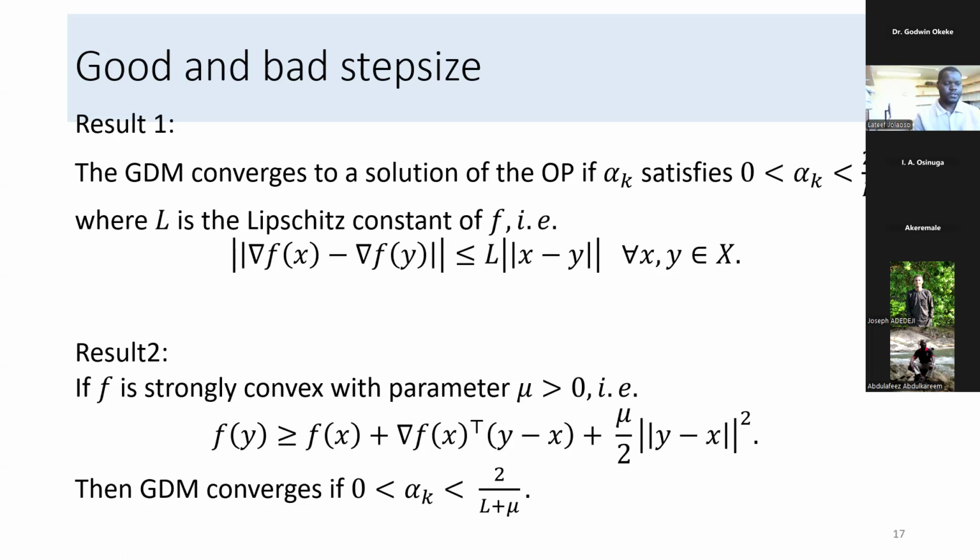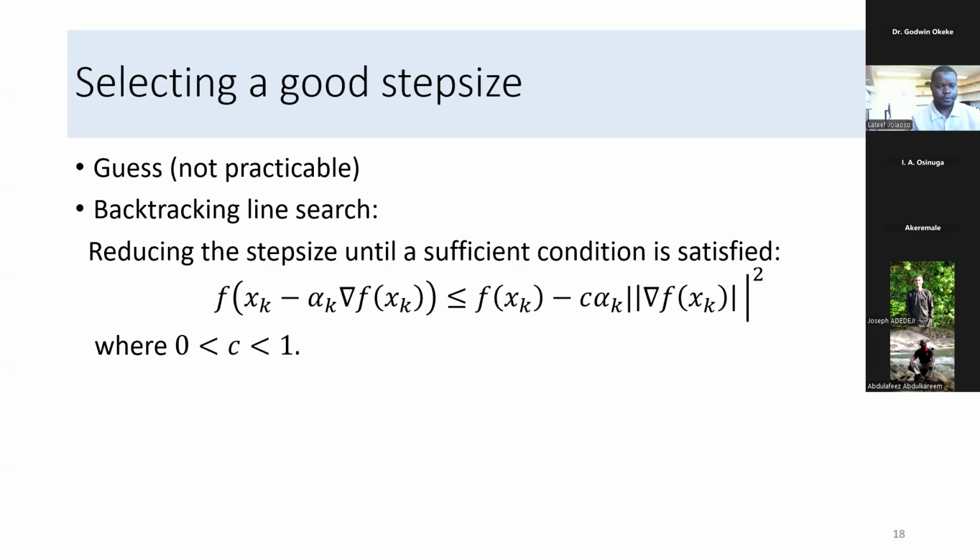Also looking at the types of function, the second result says that if the function is strongly convex, this is for the case where f is convex, but in the case where f is strongly convex, then if we choose a step size interval of 0 and 2 over L plus mu, where mu is a parameter of the strong convexity of the function, the algorithm will converge. So this is among the existence results, the fundamental results in this area of research.